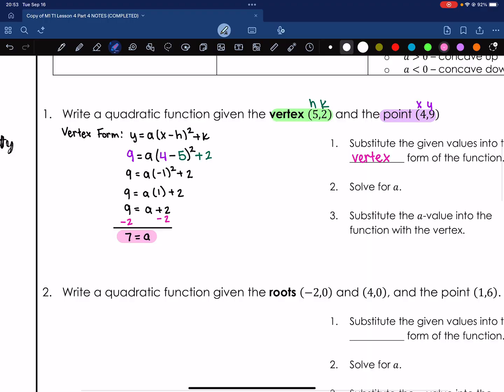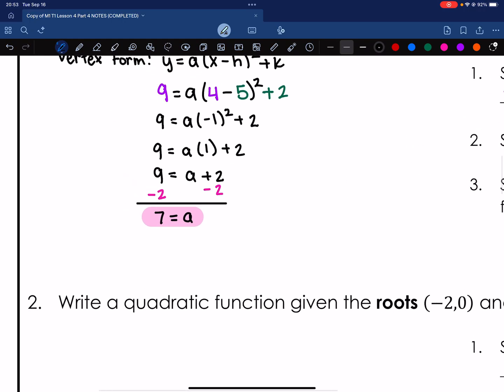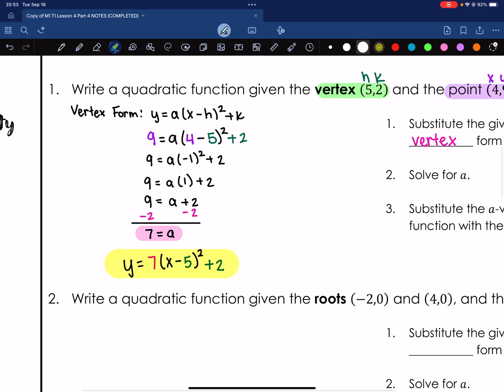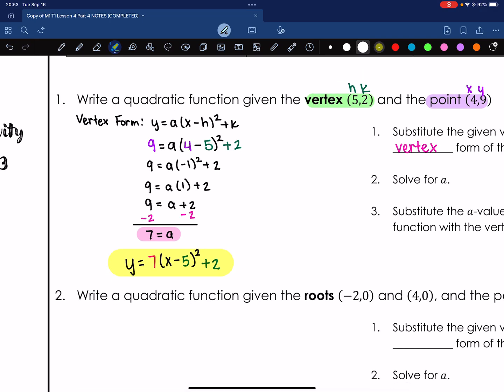Then it says substitute the a value into the function with the vertex. We're going to use this vertex form again, but this time all we're going to do is plug in for a, h, and k, and we have our function: y equals 7 times (x minus 5) squared plus 2. This right here would be our final answer. This would be our equation that has a vertex of (5, 2) and specifically goes through the point (4, 9). Now, looking at this equation, since our a is positive, it's greater than 0, that means that our graph is concave up.